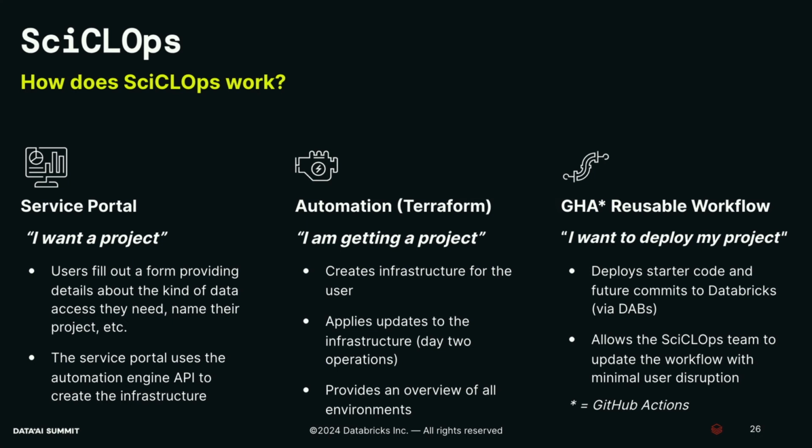The service portal, after it gets that information from the user, then passes the information to our automation engine, which is actually just Terraform. And Terraform runs with the variables it's received from the service portal to create around 90 different resources across Azure, Databricks, and GitHub.